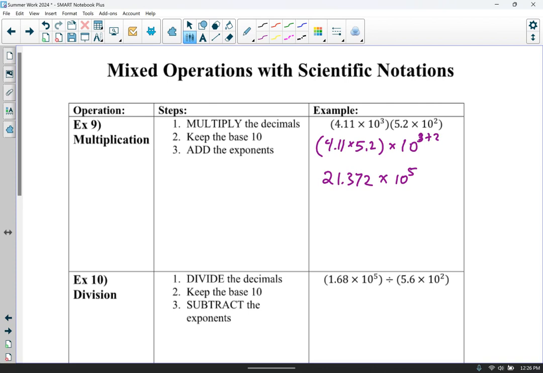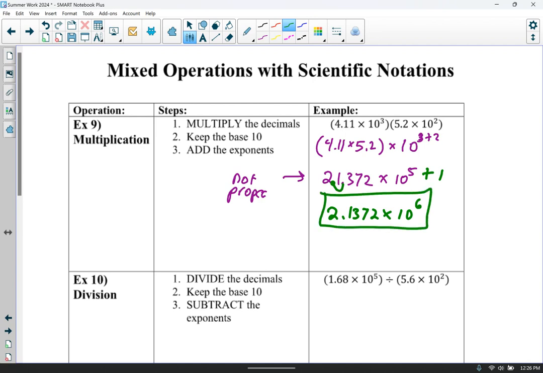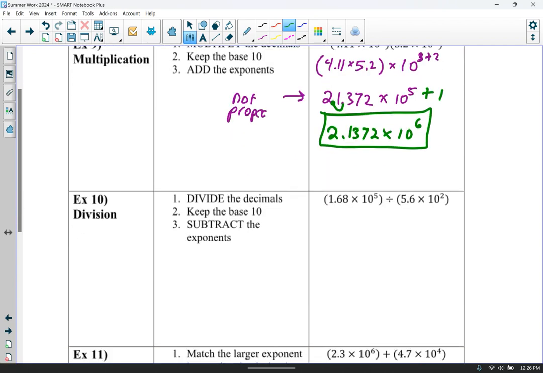There's our product. But our product is not in proper scientific notation form. So we need to fix it. To fix it, right, we're going to move the decimal 1 space to the left, which is dividing by a power of 10. So we're going to add 1, making our answer 2.1372 times 10 to the 6th. And that would be our final answer in proper scientific notation form.